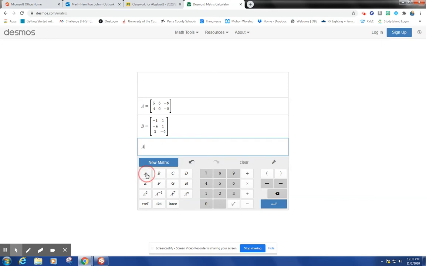So I'm going to take matrix A times matrix B. And lo and behold, I get an answer. This one actually gives me an answer. So I have negative 43 and 22 in the first row. I have negative 46 and 22 in the second row.